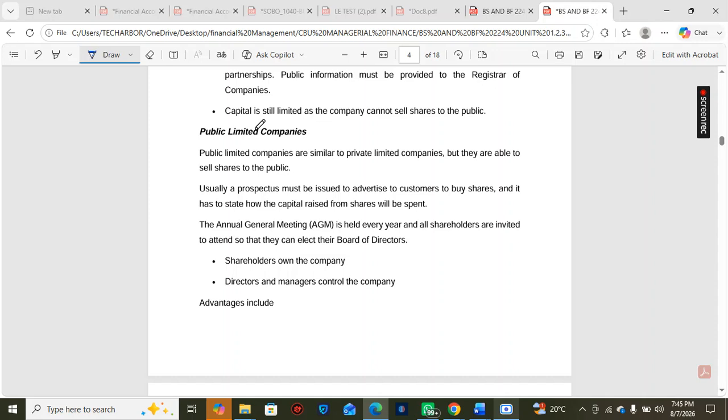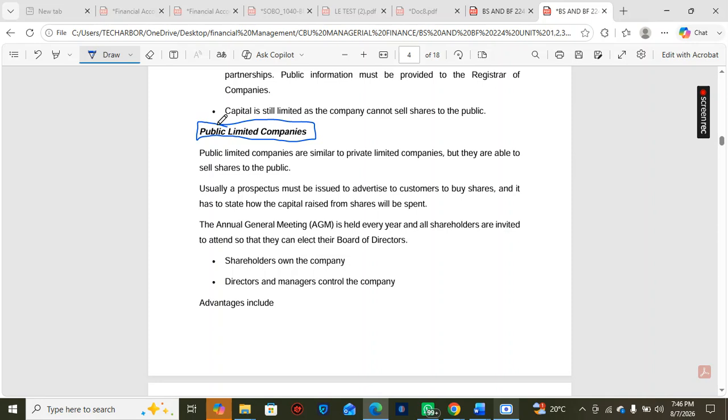Then we've got public limited companies, and these are the ones we'll be dealing with mostly in managerial finance. These are the companies that can sell shares to the public. Amongst the business organizations, this is the one that can raise the most capital, because they can raise capital by selling shares. They can also go to the banks and are eligible to apply for loans, because banks are more likely to trust a company than individuals.